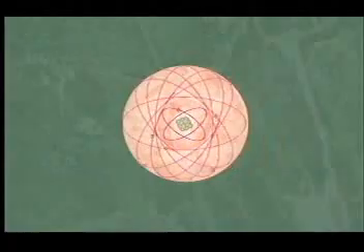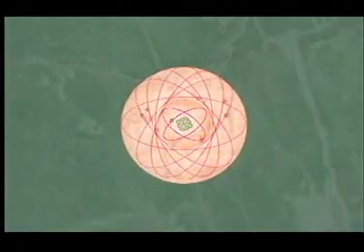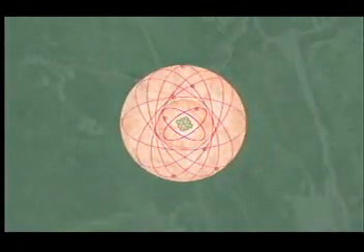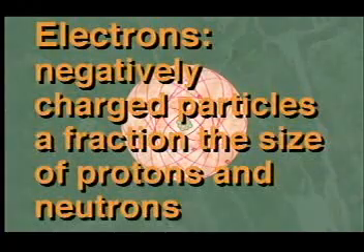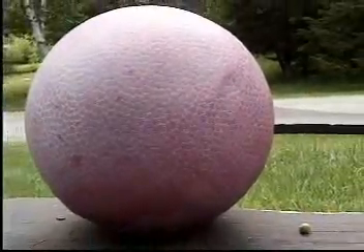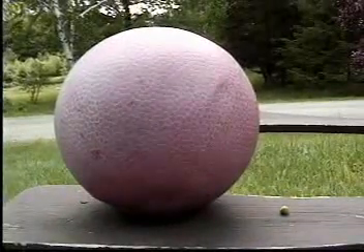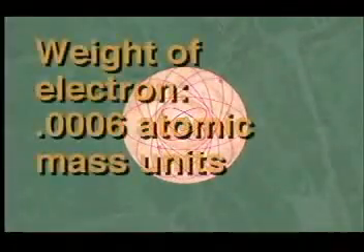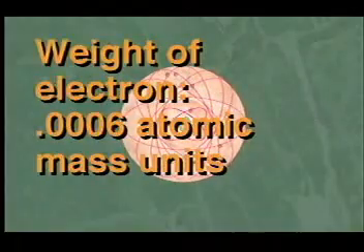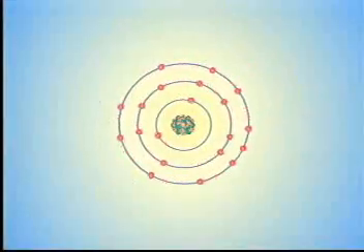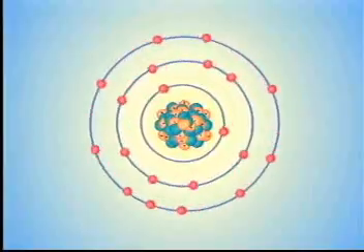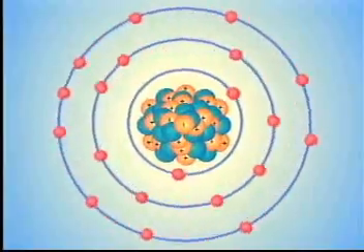The fast-moving particles around the nucleus are electrons. Electrons are negatively charged particles. They are a fraction of the size of protons or neutrons. To help you visualize this size difference, if this ball were a neutron, then this P would be an electron. An electron weighs just 0.0006 atomic mass units. Because electrons weigh so little, their weight is not even considered in calculating an atom's atomic mass.